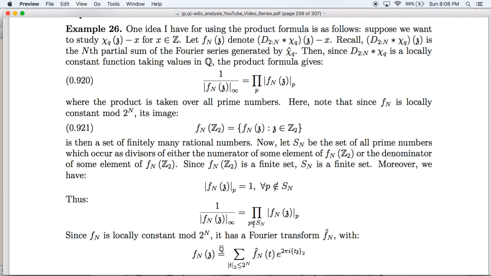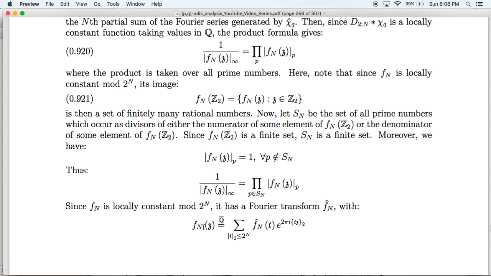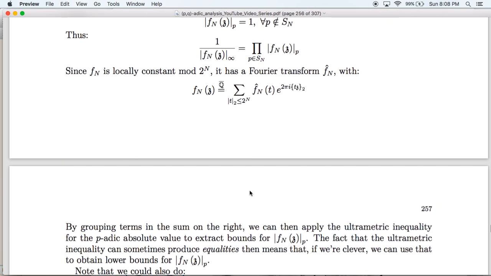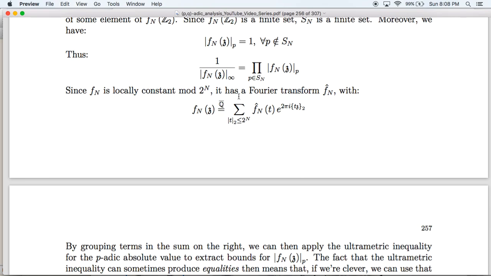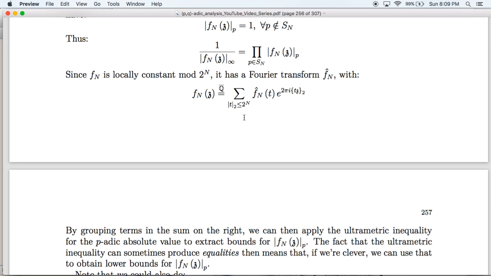Now, since fn is locally constant modulo 2 to the n, it has a Fourier transform, fn hat, like this. And so here's what we can do. To study this reciprocal, all we need to do is examine this thing. Unfortunately, working with estimates in the p-adic world is not as easy as it is in the real or complex world because we don't have the Archimedean property, and the p-adic ultrametric inequality makes things kind of goofy. However, we can use this to our advantage.